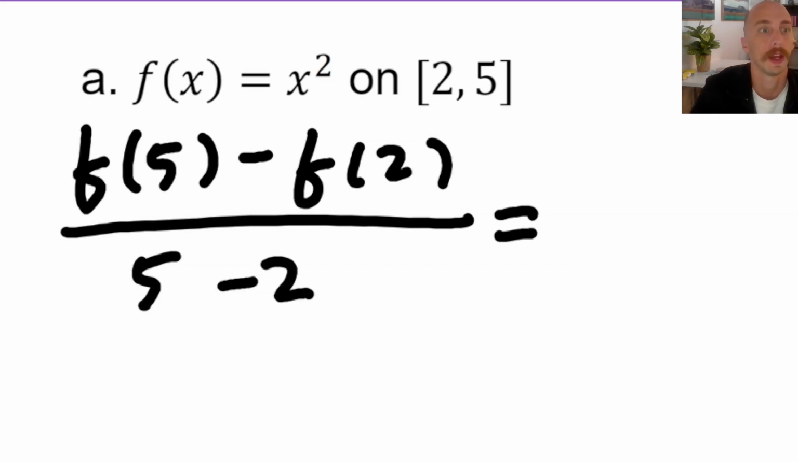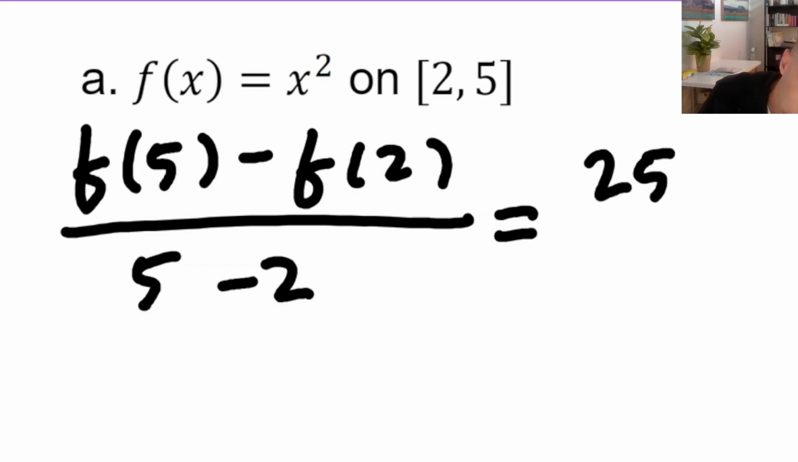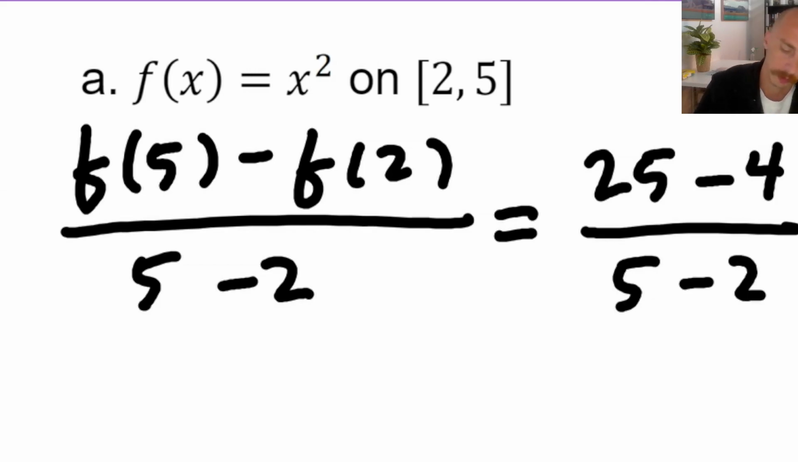And that's going to be, okay, f of 5, I would take 5 and square it. That would be 25 minus f of 2 would be 4 divided by 5 minus 2. So I've got 21 over 3, and that's going to be 7.